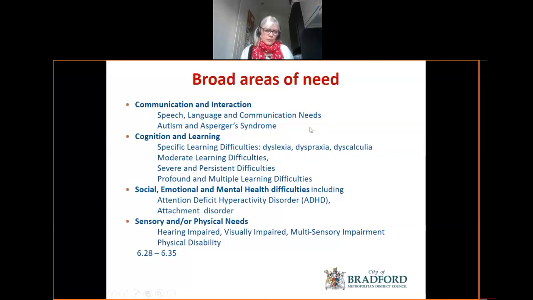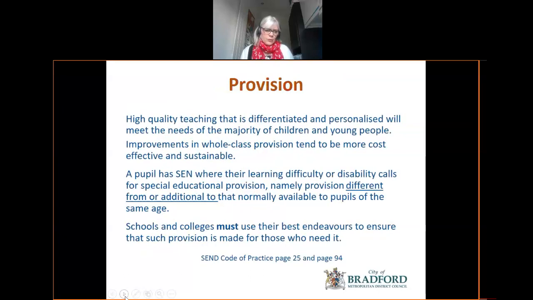However, throughout the Code, there is a clear emphasis on high-quality teaching as the bedrock of support for pupils. Through high-quality teaching that is differentiated and personalised, the needs of most pupils will be met.